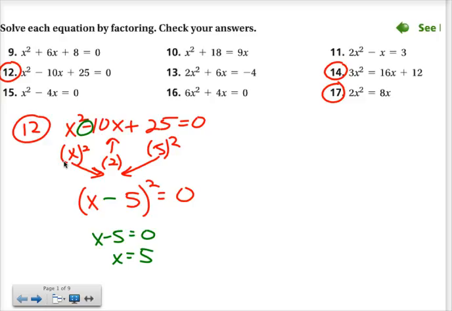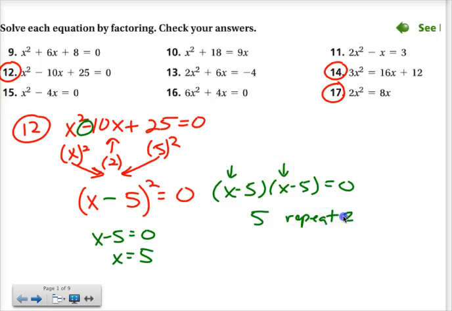Well, if we write this out the long way, it will say x minus 5 times x minus 5 equals 0. And that's the long way that we would normally multiply that because you don't distribute that 2. So you see that 5 occurs as a zero, not just once, but twice. So that's called a repeat zero. So the 5 is the only distinct zero that we get, but it counts twice. It is a repeat zero. So that's what happens with number 12.